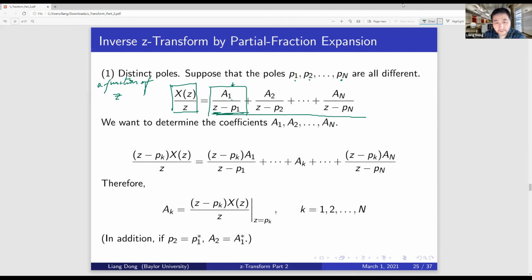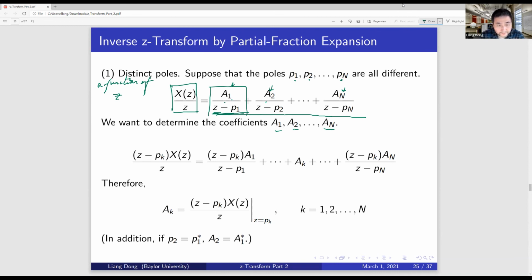And the rest is the same thing. So the numerator is order of zero, so it's just a constant A, which has nothing to do with z. So what we want to do is determine the coefficients A1, A2, all the way to AN. I write this in the format, but I do not know the actual numbers. So I want to find out those coefficients A1, A2, all the way to AN. The good thing is I know those are just numbers. These are not polynomials. These are just numbers.